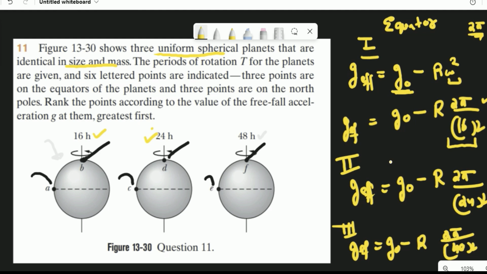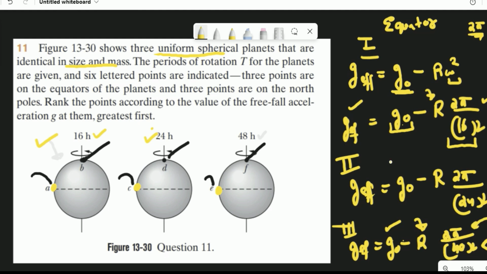The way we solve this is, we know that higher is the time period, and this is the time period here, right? 48 hours. So this quantity is going to be very small. This quantity is fixed, so this minus a very small quantity is going to be the highest. So this will be the largest one.